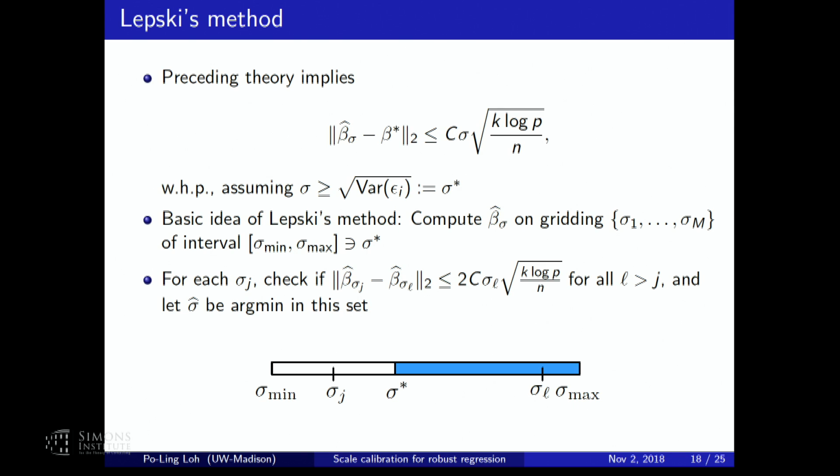Why is that? Because at some point I was doing pairwise comparisons to the right, and if sigma j passed my test, that means I must have compared it with something awfully close to sigma star, and therefore beta hat at sigma star is going to be close to beta hat at sigma j. Okay, so that's the idea.